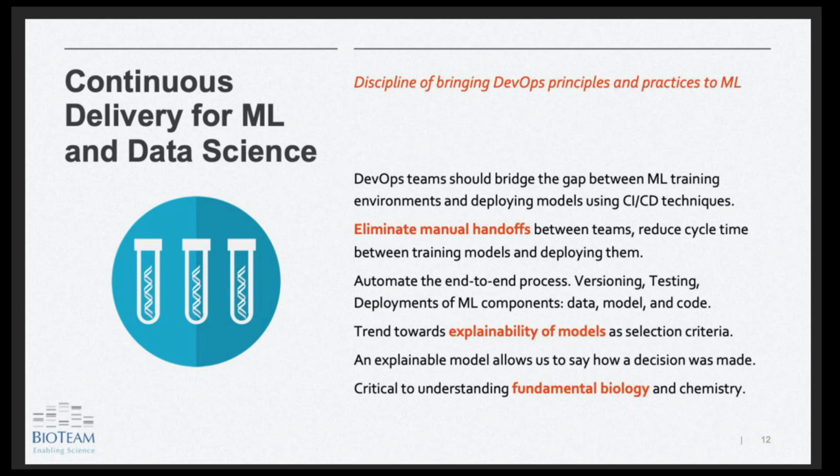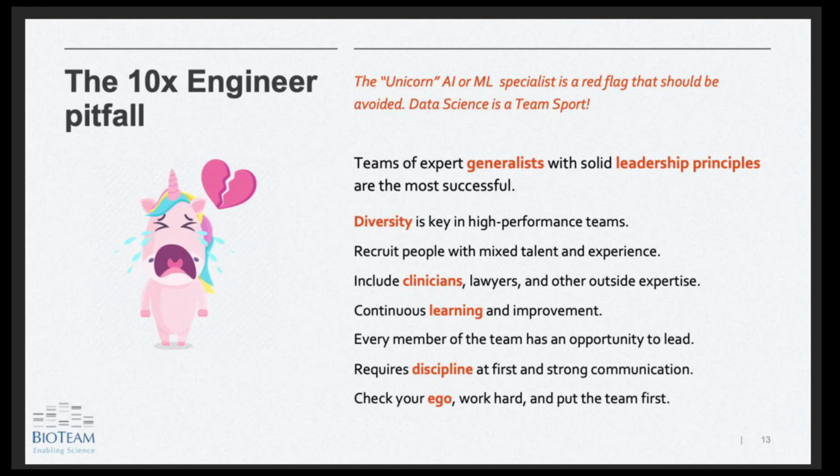I also think we should be thinking about the explainability of models, right? And we'll hear more about this in the next talks, but we don't necessarily want black box predictions. An explainable model actually allows us to understand how a decision was made. And I would say that this is critical if we want to understand the fundamental biology and chemistry that's at work.